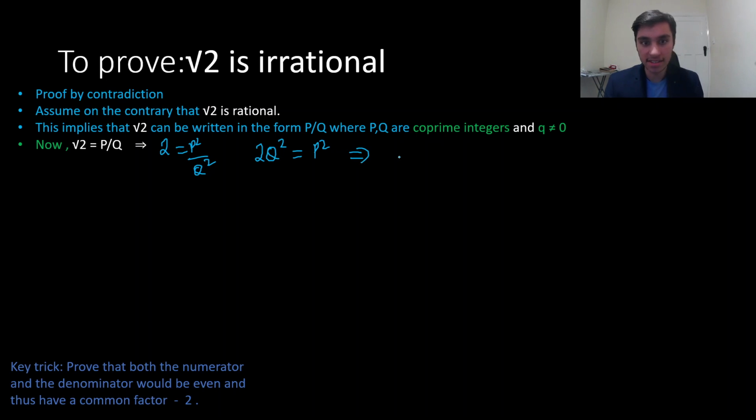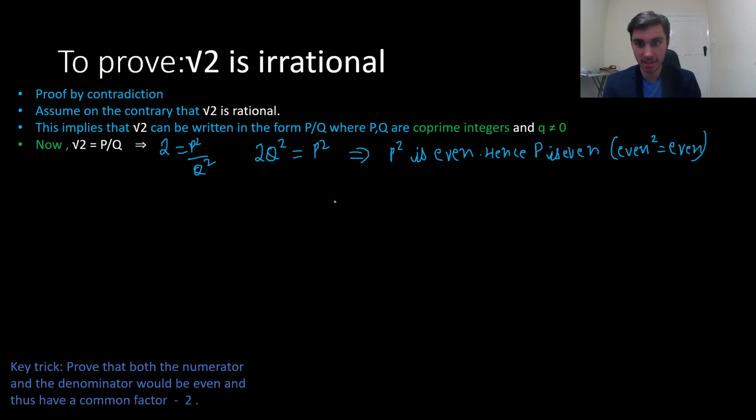This implies p squared is even, and hence p is even. In the brackets you could write even squared is even, just to give a reasoning for why it is what it is. Alright, so one step is done. We just need to prove that q is also even.